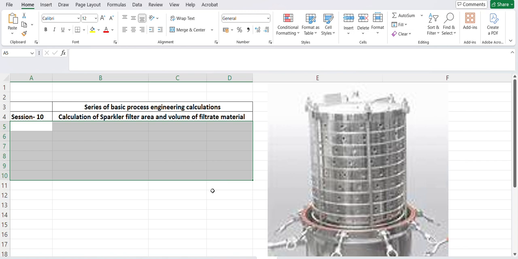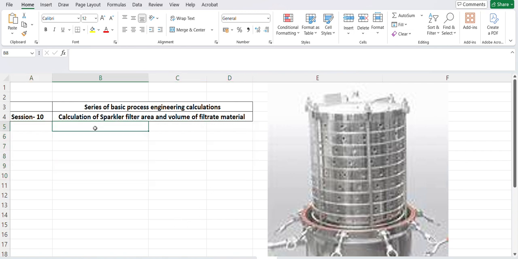In this series of basic process engineering calculations, in this session we check how to calculate the filtration area of a sparkler filter and the liquid hold up volume in the filtrate. These data are required sometimes for quantity checks or for risk assessment purposes. If you have checked any sparkler filter, it's called like 24 inch or 48 inch. Its capacity is explained in such a way.